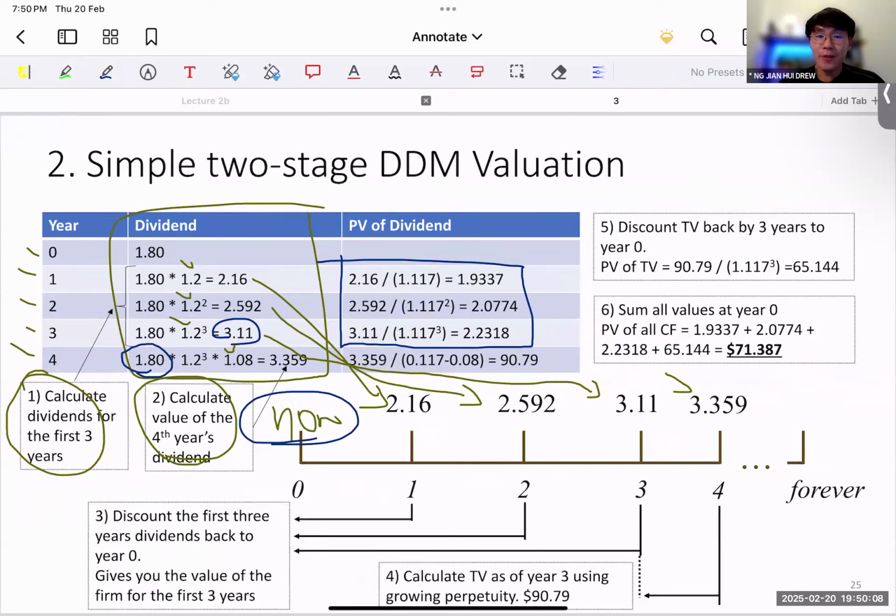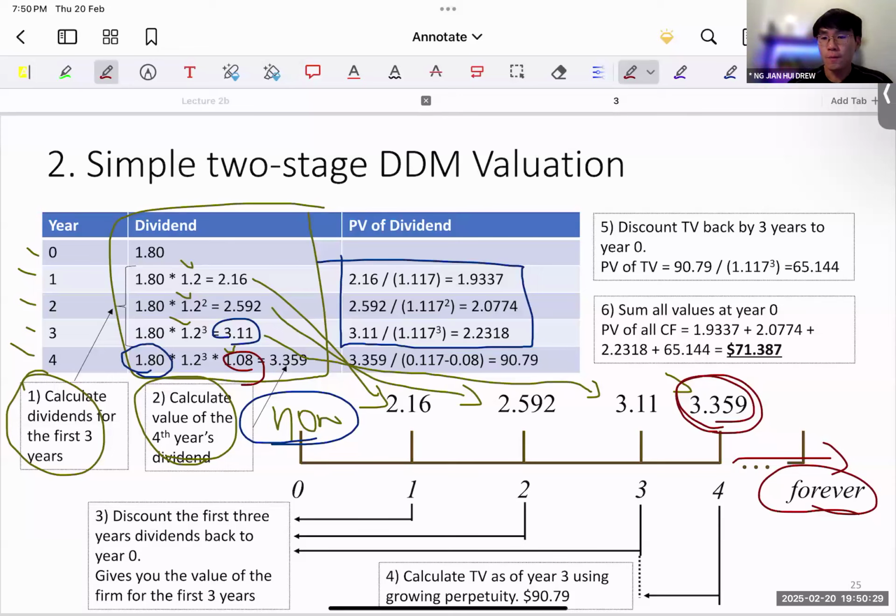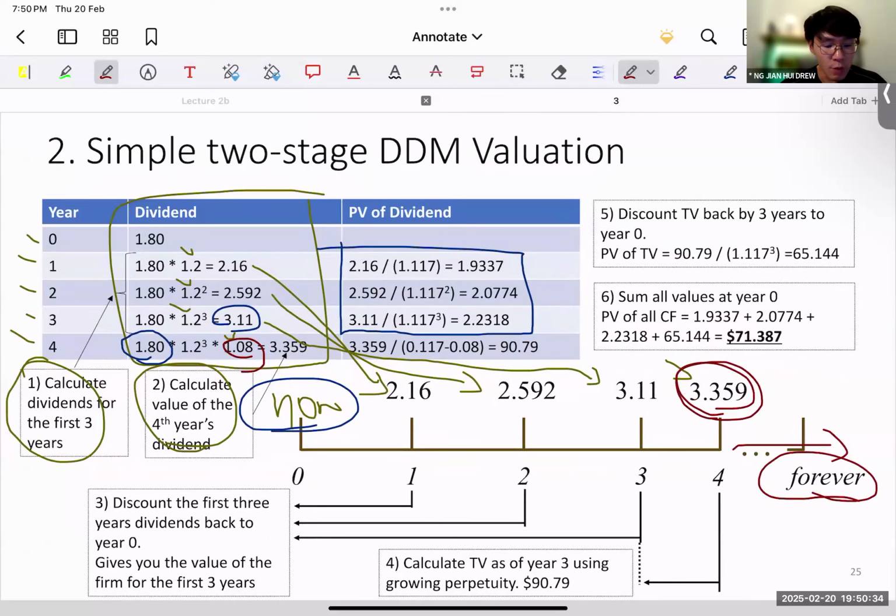So we know that at year 4 it'll grow forever at 8%. So this is the first dividend that is going to grow at 8%. The first one that is growing at 8% here. And then it goes on forever, non-stop, right? So recall that for your growing perpetuity formula, we always take the dividend 1 period from now, right? Which is why, the example which I explained to you earlier.